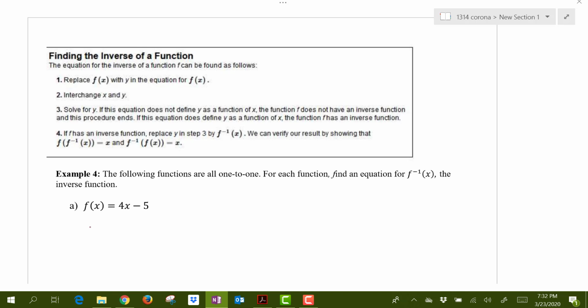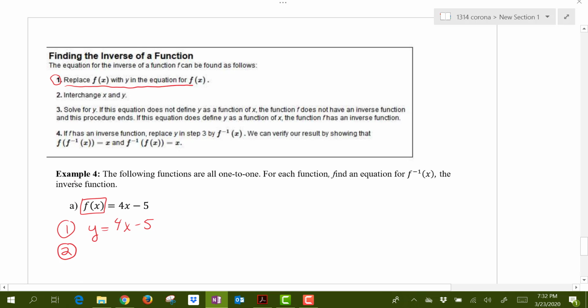So the first thing that we're going to do with this example is step 1. We are going to replace f of x with y in the equation. So f of x equals 4x minus 5. The first step is to replace, wherever you see the f of x, with a y. So that's a pretty easy step. Not hard to do at all.